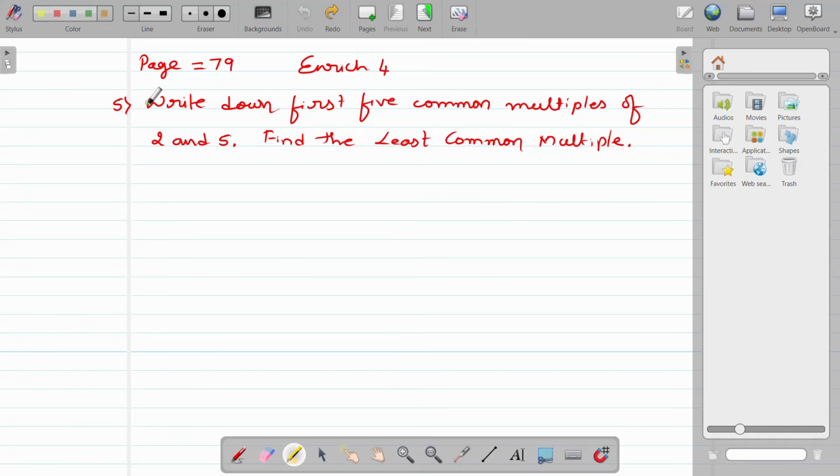Now, I will read the question. Just pay attention to this. Write down the first 5 common multiples of 2 and 5. Find the least common multiple. So here in this question, they are asking us to find the first 5 common multiples of these 2 and 5. And also they are asking us to find the least common multiple of these two, 5 and 2.